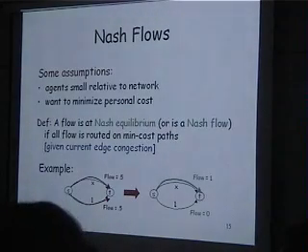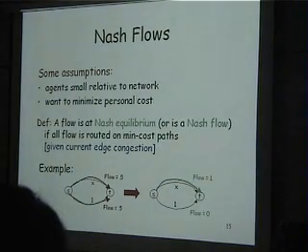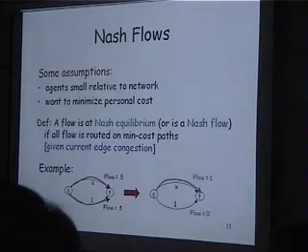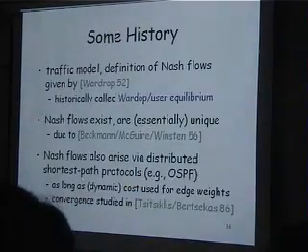So, would you say a Nash equilibrium or Nash flow is the same thing as what, let's say, civil engineers would call a user equilibrium? Exactly. So that's a Nash flow. That's what we're going to identify as the outcome of selfish behavior in one of these networks.